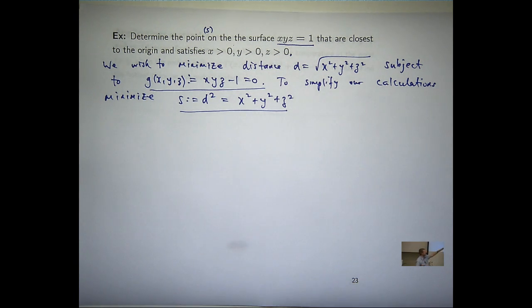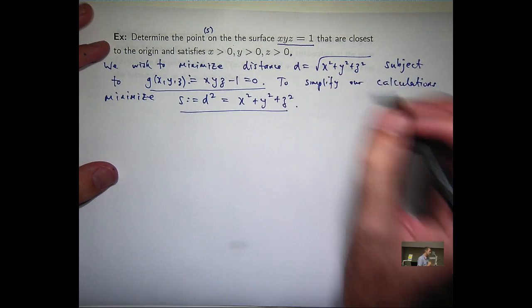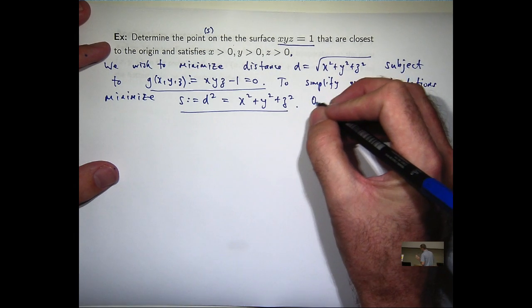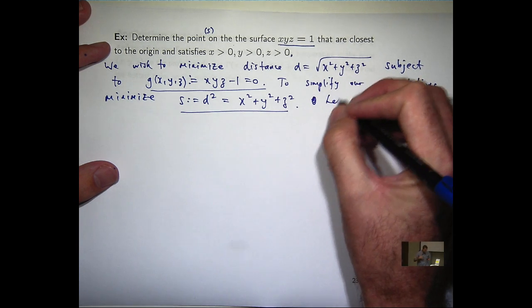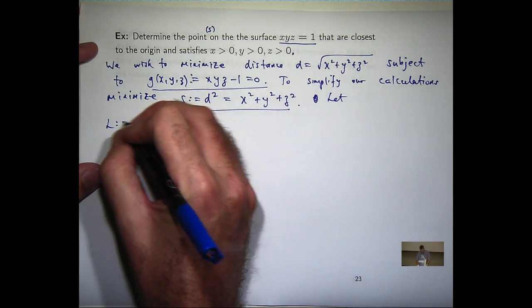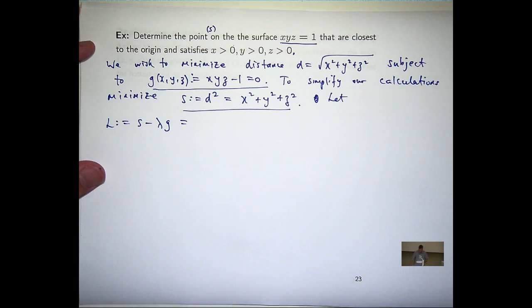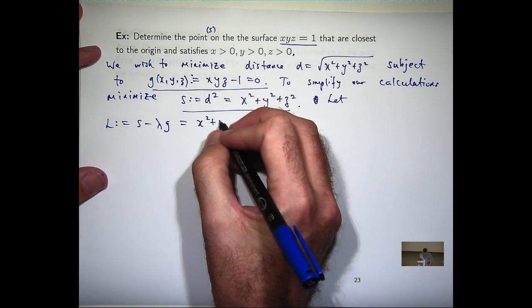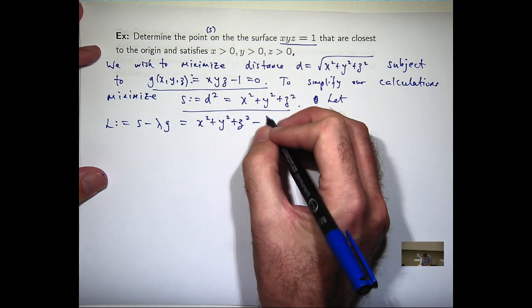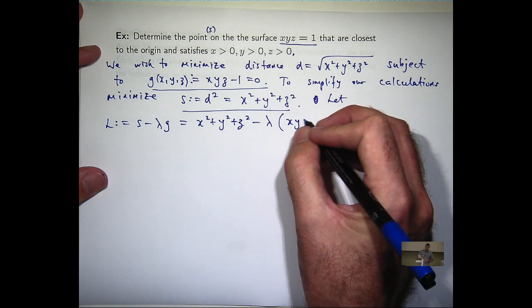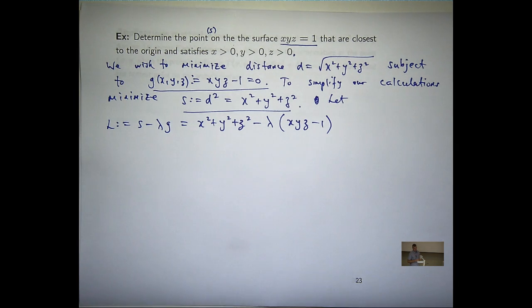Okay, so let's formulate the Lagrangian and calculate its critical points. So let the Lagrangian function L be, in this case, s minus lambda g, which is just going to be x squared plus y squared plus z squared minus lambda, all times (xyz minus 1). All right, we calculate the critical points of L by taking the partials and setting them equal to 0.